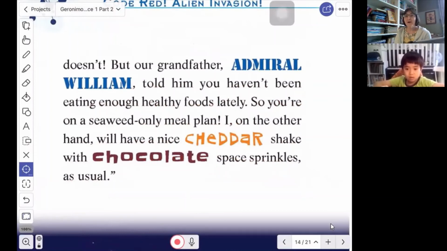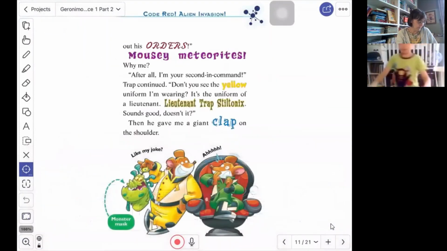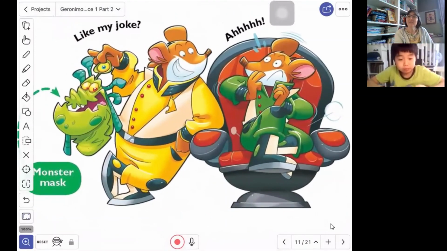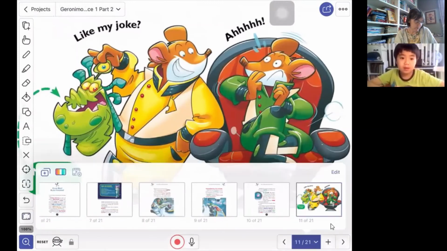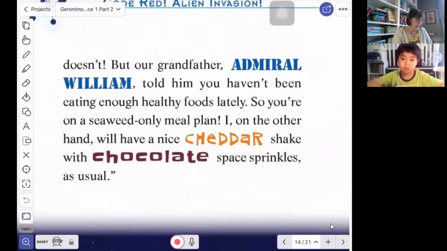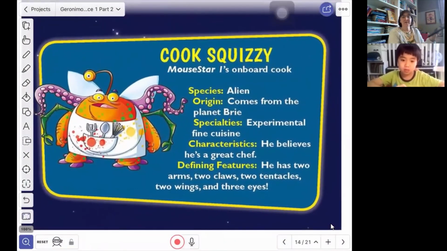Oh, great. Geronimo's grandfather told the cook that he needs to eat healthier, seaweed only. But his cousin Trap, did you see how big Trap looked? Oh, very fat. Yeah, and he gets that shake with cheese and chocolate sprinkles. Here's Trap. Does Trap look like he needs to eat more milkshakes with cheese and chocolate sprinkles? No. Boy, I don't know that Trap is very nice. I'm a little bit afraid to see what Geronimo's food is going to look like.